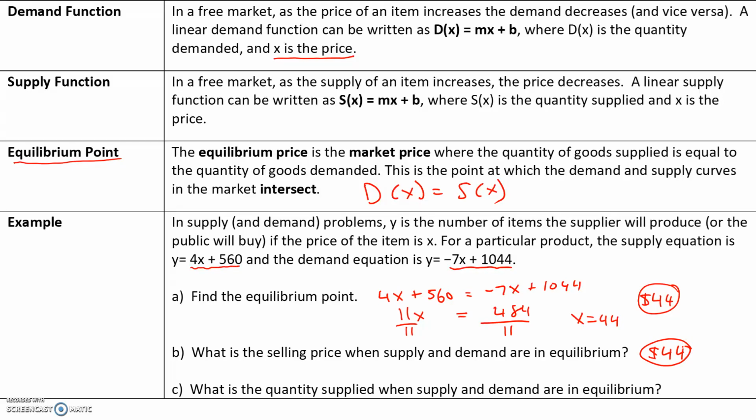What is the quantity supplied when supply and demand are in equilibrium? Now remember, d of x is the quantity. So we can say that d of x is equal to negative 7, this is our demand equation, times 44 plus 1044. And that will come out to be 736 units. We could have also plugged the price 44 into the supply equation, and we will get the exact same answer. Okay, so this is the answer for part C.